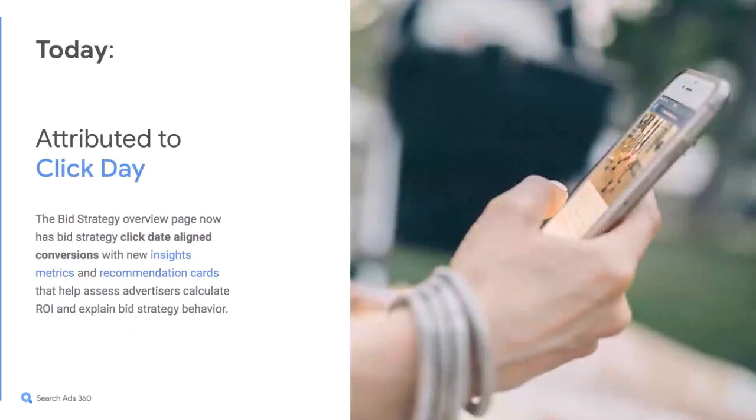The change that we're bringing in today is attributing conversions to the click day. Keep in mind that this change will only be reflected in the bid strategy overview page and not the entire account. In short, what this means is, if a click happened 15 days back, and then a new click happened 10 days back, and then the conversion happened today, if your model is a linear model, 50% of the conversions will be attributed to 15 days back, and 50% of the conversions will be attributed to 10 days back.